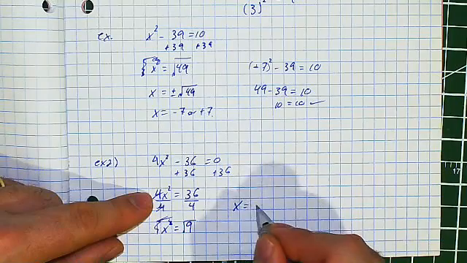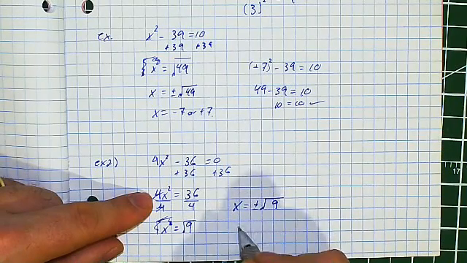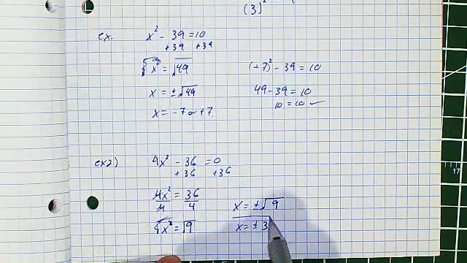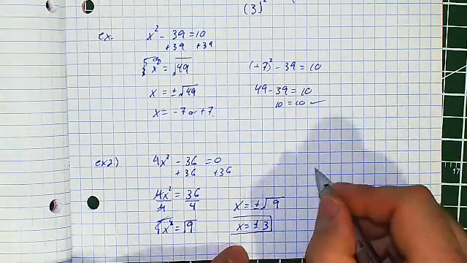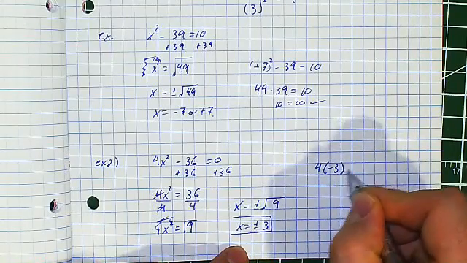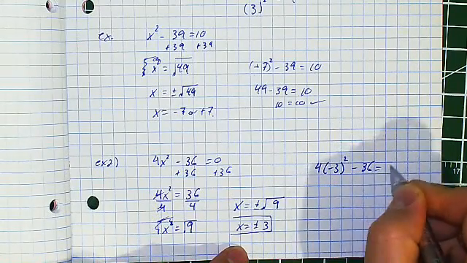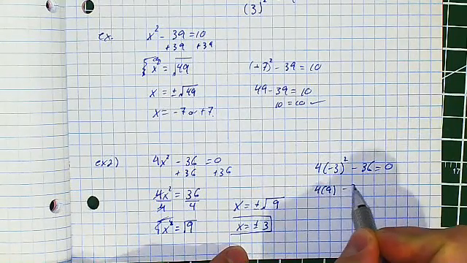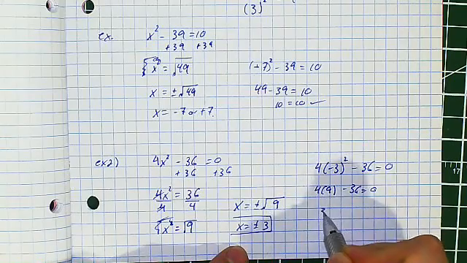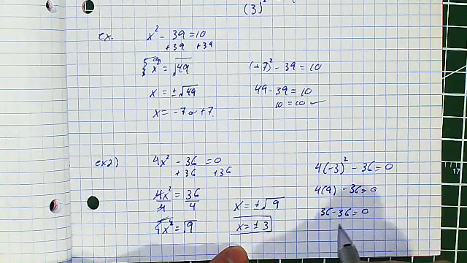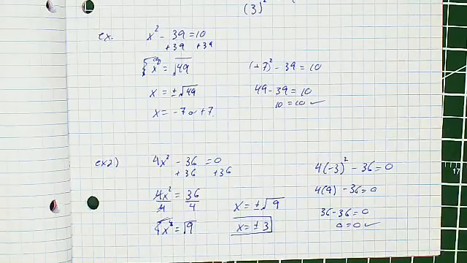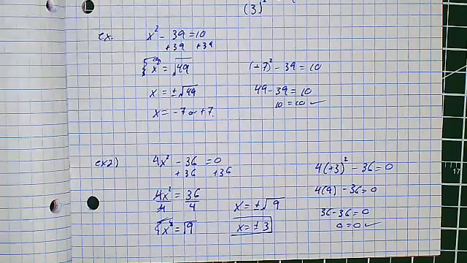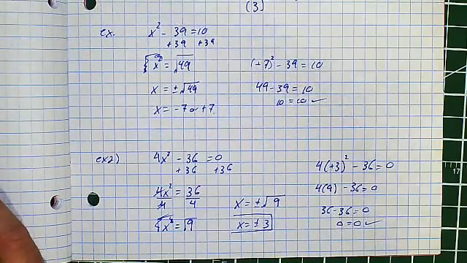So x is going to equal plus or minus root 9, which is really x equals plus or minus 3. And I'll quickly test this back in here. So 4 times negative 3 squared minus 36 equals 0. Negative 3 squared gives me 9. 4 times 9 is 36. 36 minus 36 indeed equals 0. Same would work if this was a positive, because positive 3 squared is also 9. Nothing really changes. So that's not too bad.